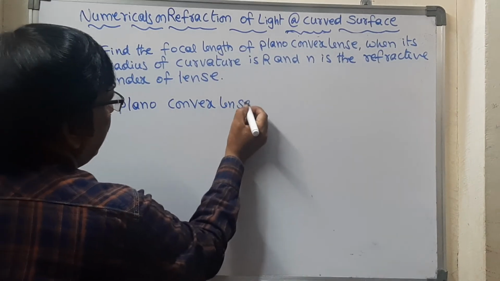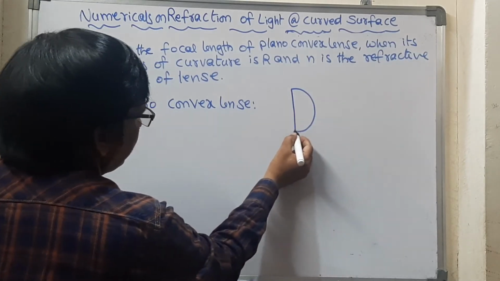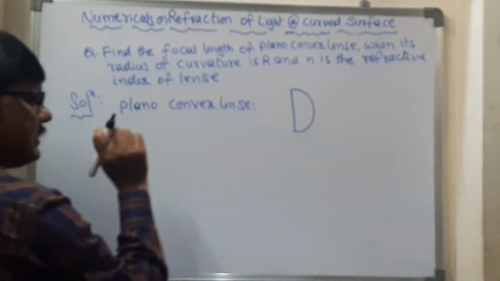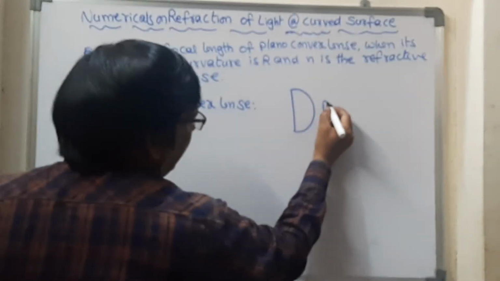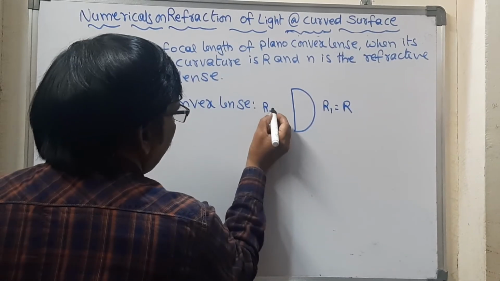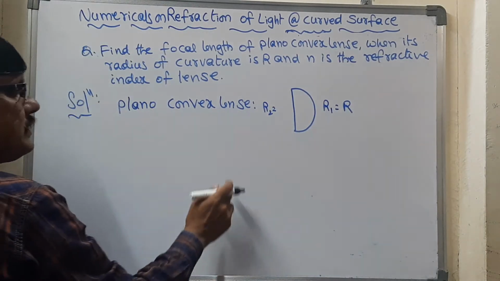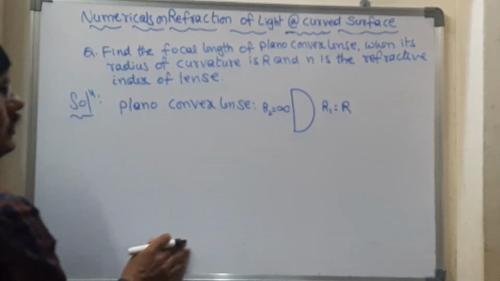Now let us draw the illustration. So a plane surface and a convex surface. Plano convex: plane surface, convex surface. Plano convex lens. This side is R1, which we suppose to take as R, and this is R2. We know that the radius of the plane surface is infinite. How much is that? That is infinite, we consider.